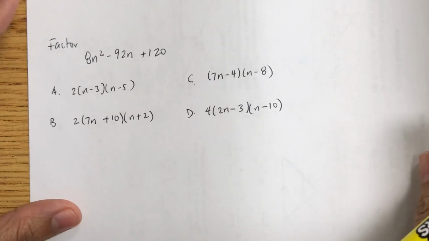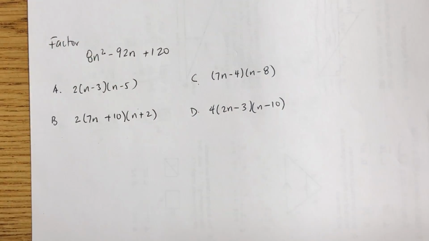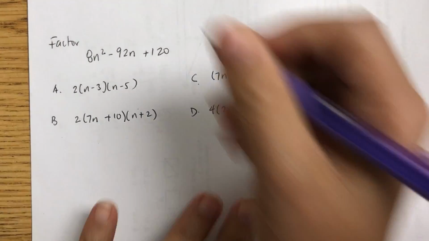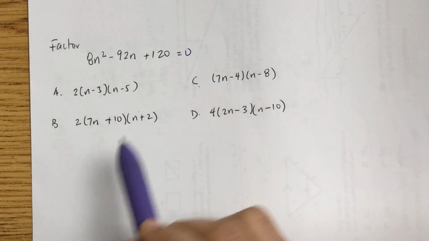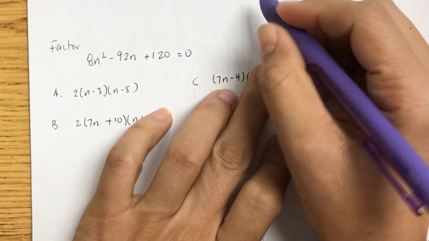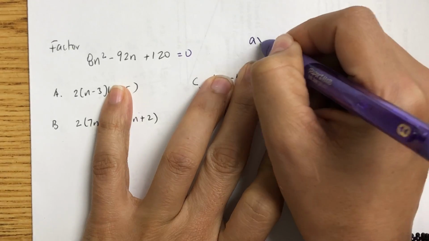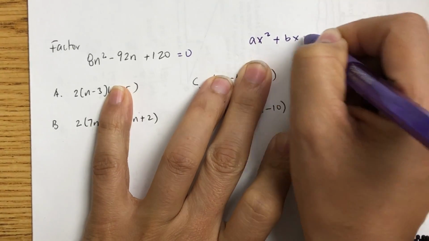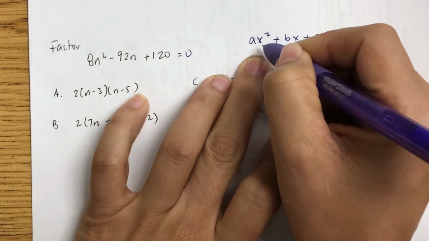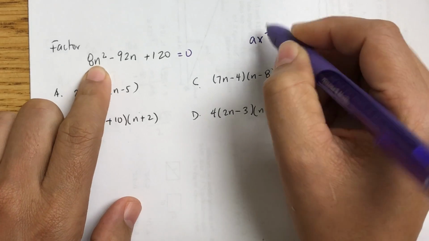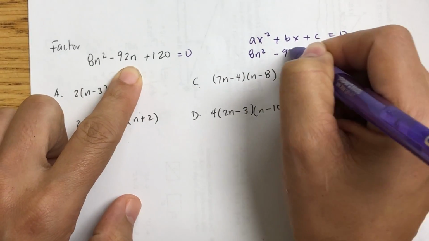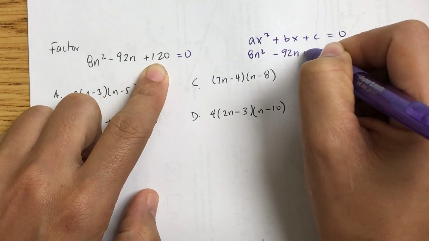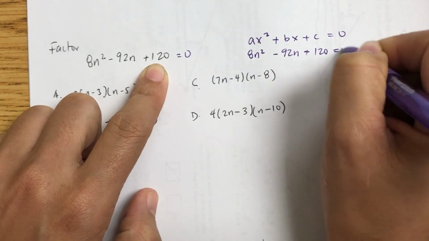All right, factor. So again, we can still use the quadratic formula, okay? And then we're going to come back and find this. So again, I'm going to write it down in order. So ax squared plus bx plus c equals 0. So the x squared term first, so that's going to be 8n squared. Then the one with the variable, which is minus 92n, and then the number by itself, 120, equals 0.